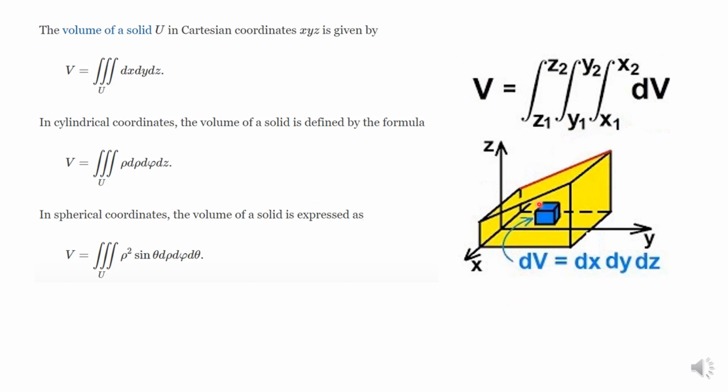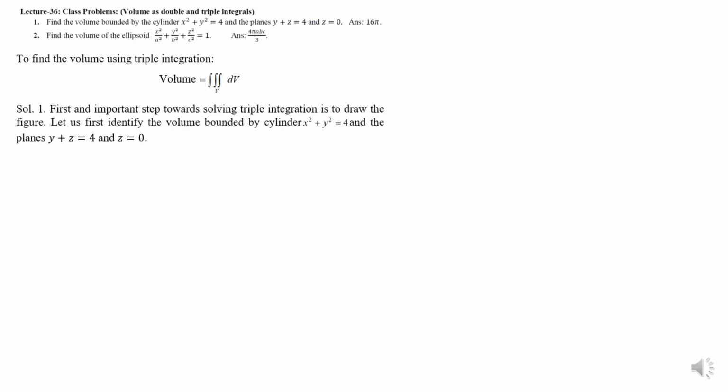We'll see with an example how to set the limits for triple integration. Let us consider a problem from the tutorial sheet to find the volume bounded by a cylinder and planes. These planes are given, and we'll see another problem later on. To find the volume using triple integration, we just have to integrate a unit function, as we did in the case of double integration to find area. So we'll find the volume by integrating the unit function 1 over dv.